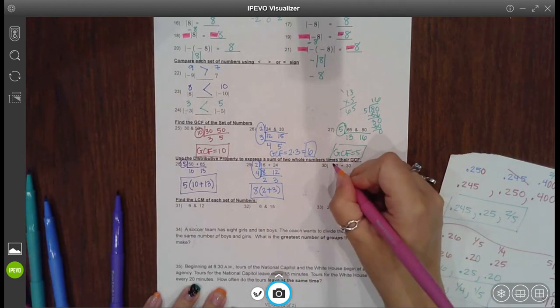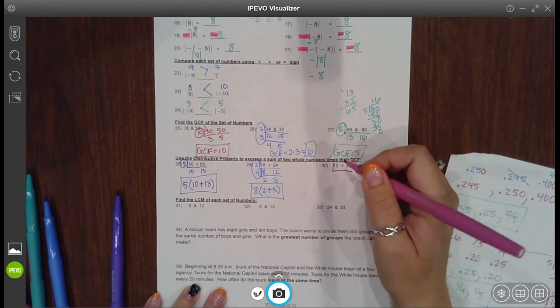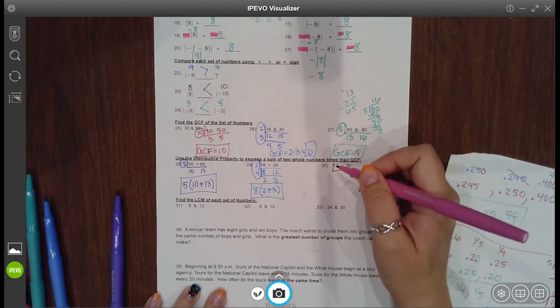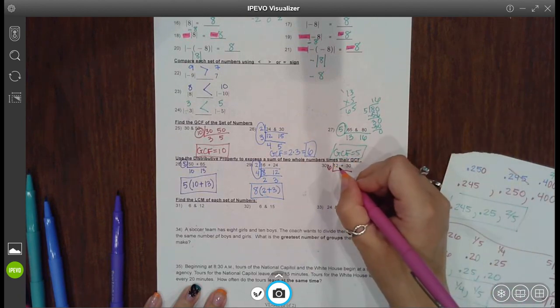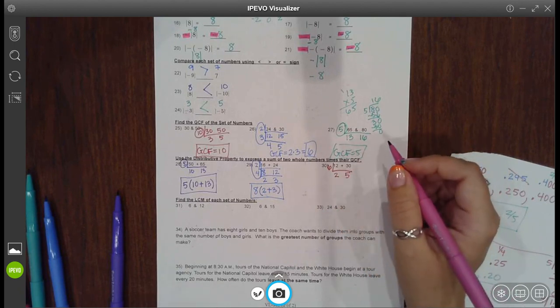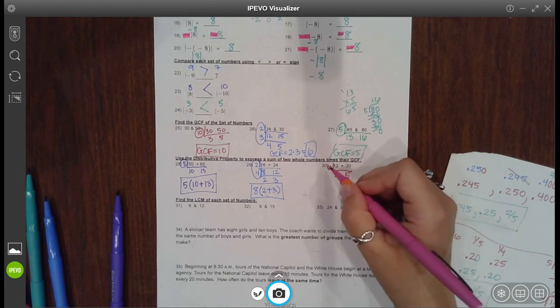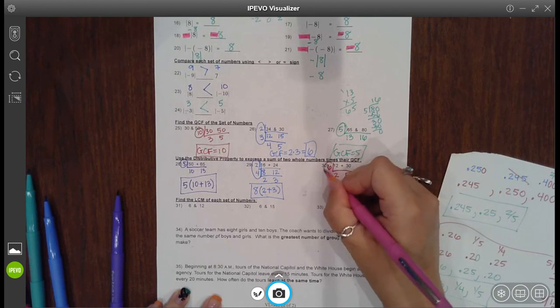Okay, final one of these. What can go into both 12 and 30? 2 can, 3 can, but I see that 6 can as well. 6 goes into 12 twice. 6 goes into 30 5 times. Okay, double check. 6 times 2 is 12. 6 times 5 is 30. Nothing can go into 2 and 5, so I'm done.